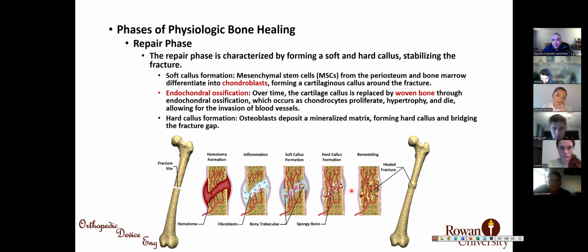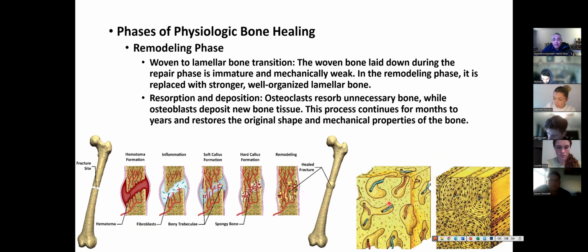And gradually it becomes strong enough to allow the patient to walk on it and apply load. But still it is not as strong as the original bone because, although it is bone and it is called hard callus, it is woven bone. It is a bone without any lamella, and it is homogeneous.